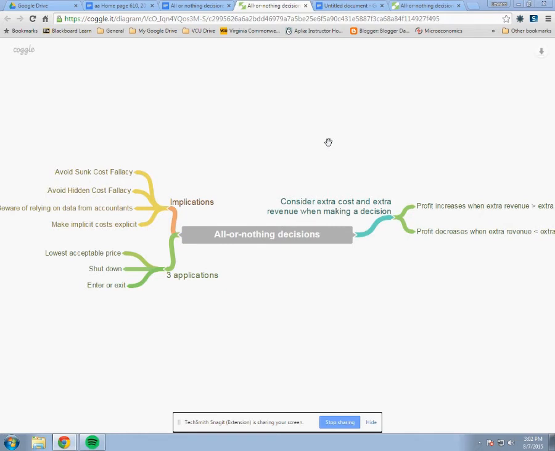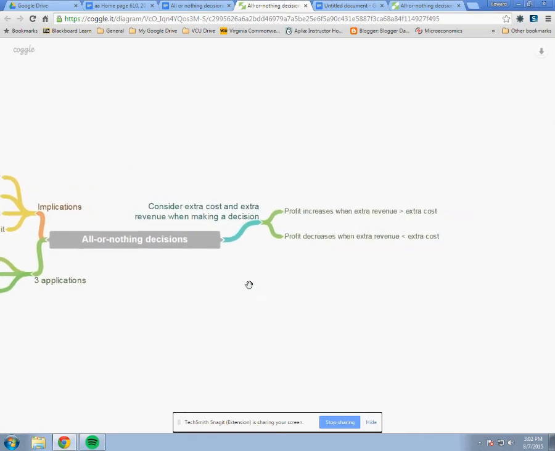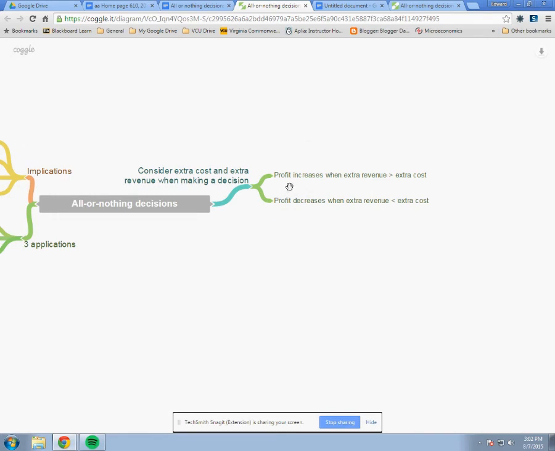And the analysis is simple. Consider the extra cost and extra revenue when making the decision. How much extra cost will you incur? How much extra revenue will you generate? Profit increases when the extra revenue is greater than the extra cost. Profit decreases when extra revenue is less than the extra cost.